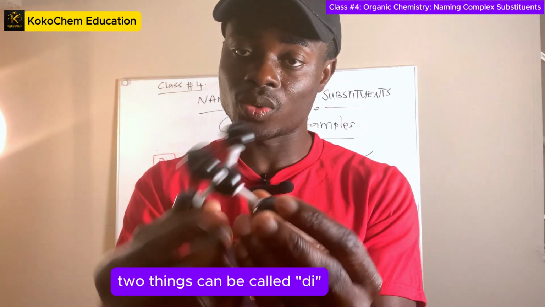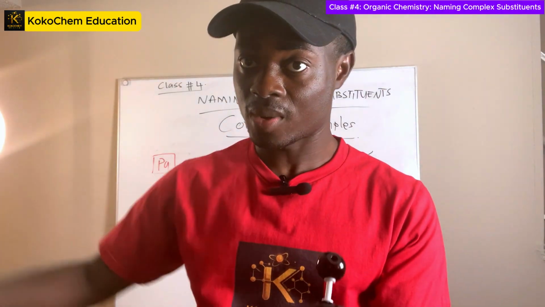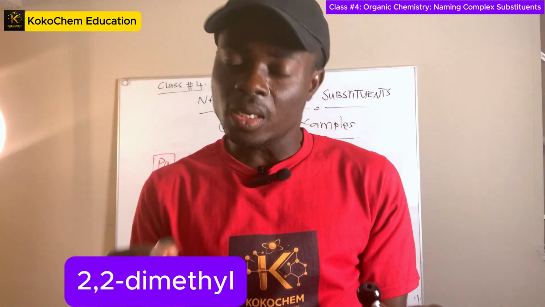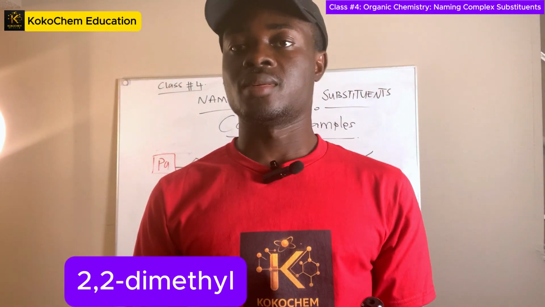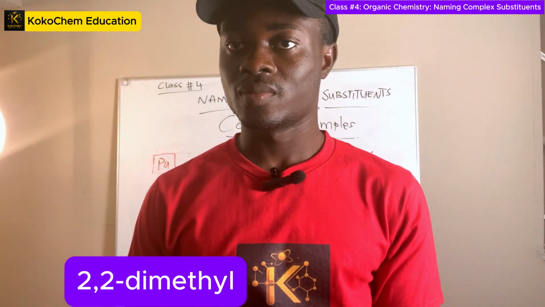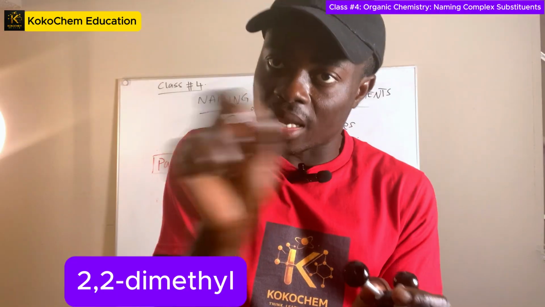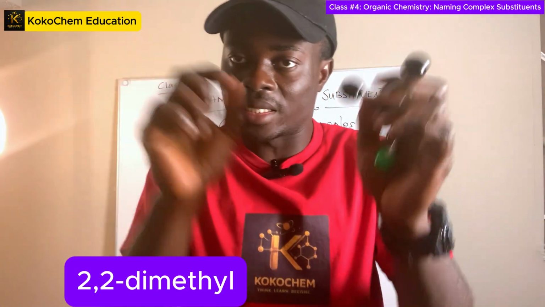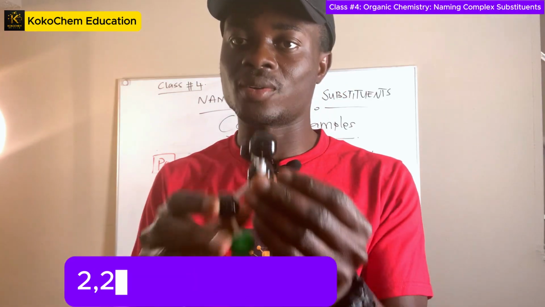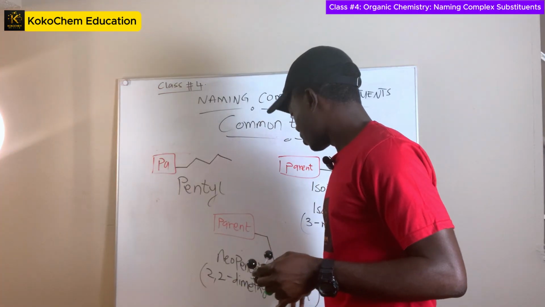Dimethyl, 1, 2, 3 continuous carbon chain here. The name means: which numbers are the comma? 2, 2 dimethyl. 2, 2 dash dimethyl propyl. 2,2-dimethylpropyl.